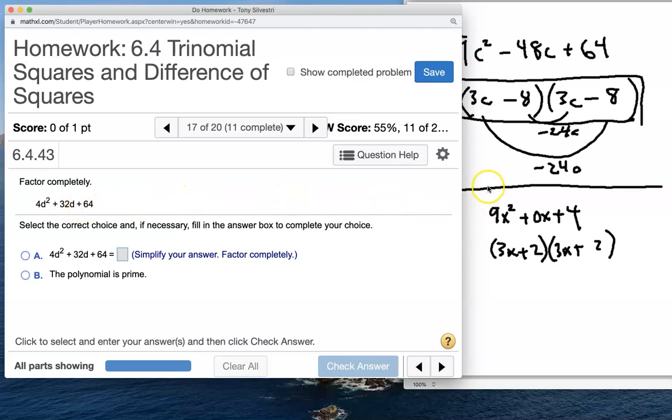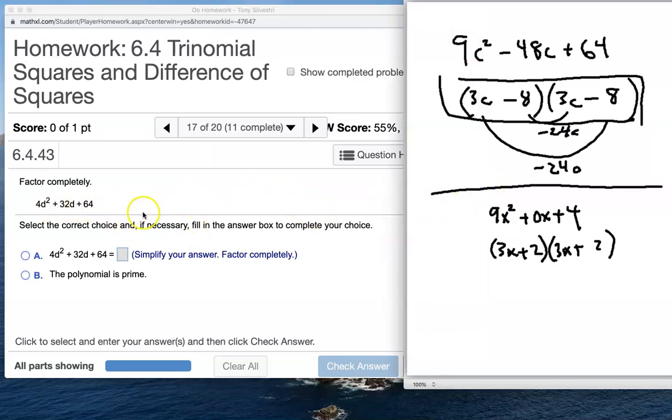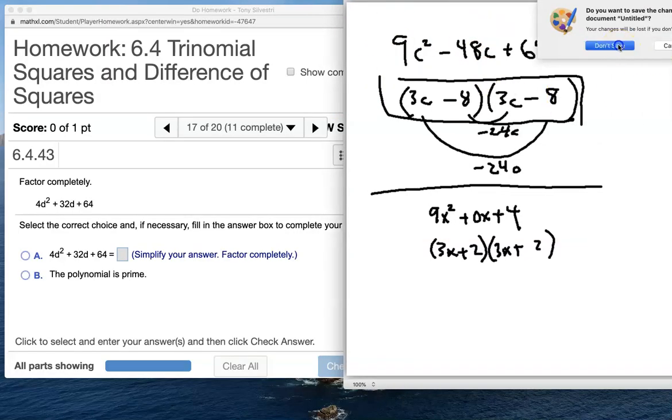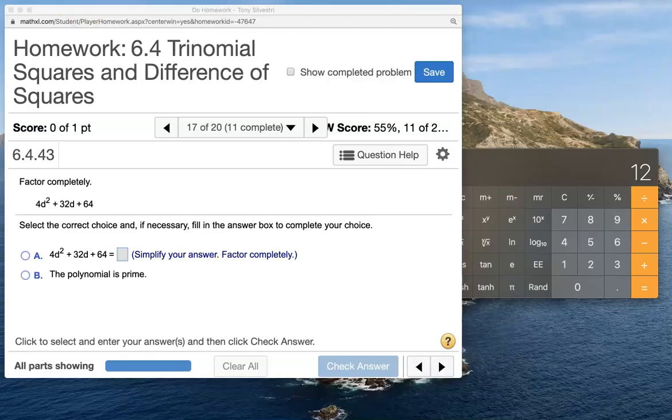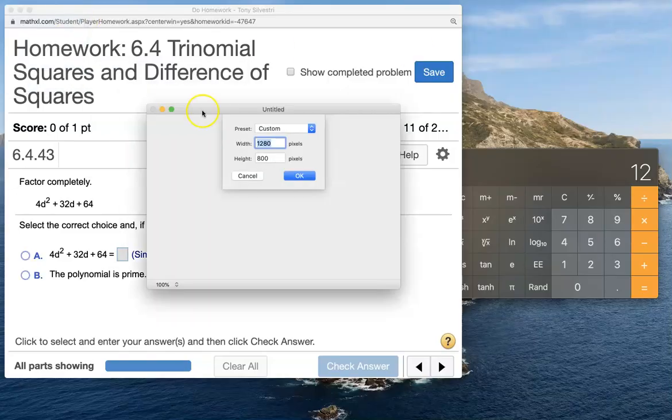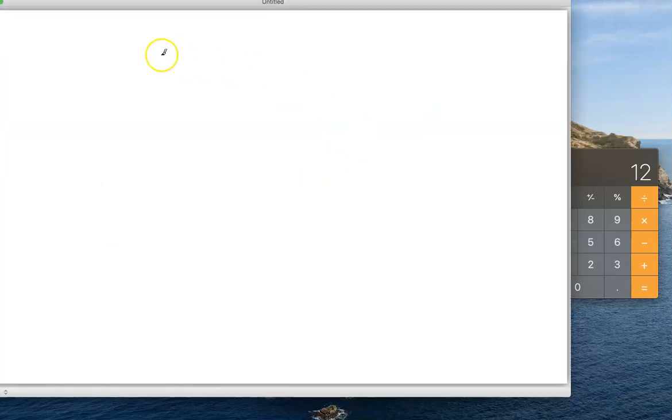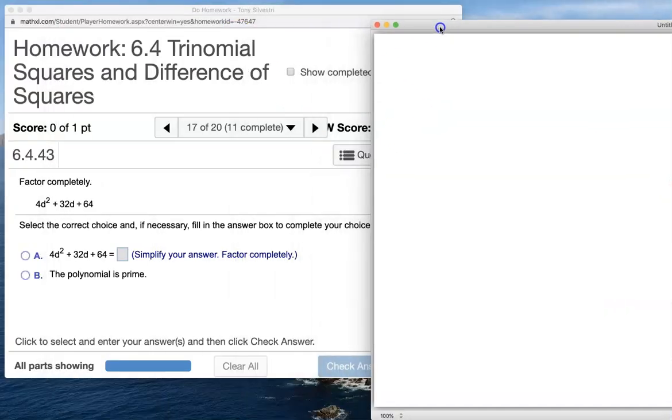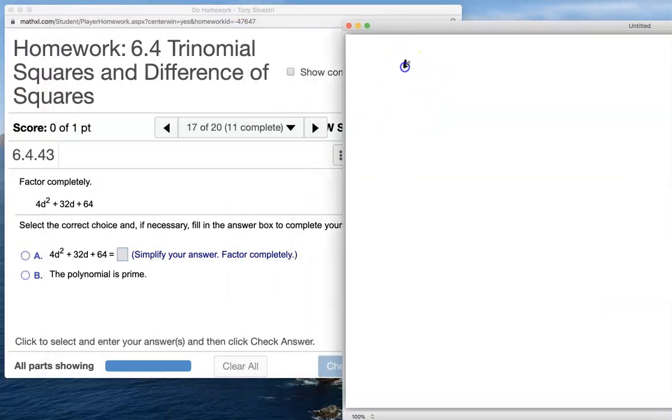Okay, let's factor this completely. You might forget the simple stuff, so I don't want you to forget the simple stuff. Don't save it. Start over, fresh, new. Let's move this over here. Here's what I mean by the simple stuff. Don't forget that basically all you're doing in this section is factoring, the same rules that we learned before.